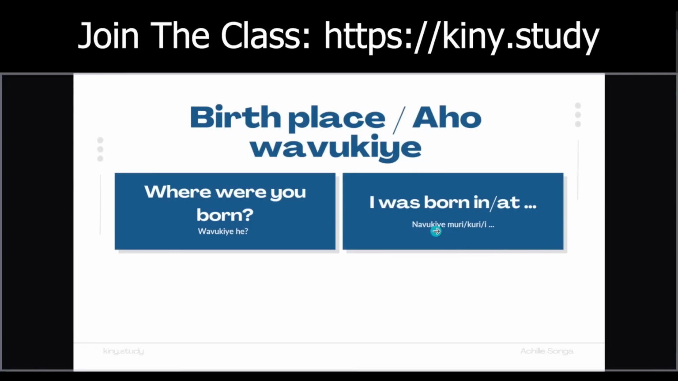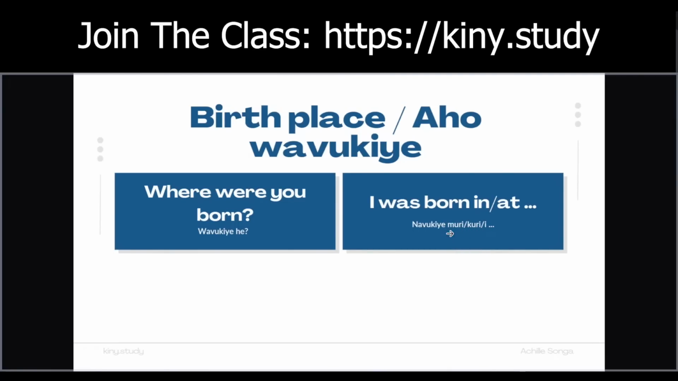And this translates to navutiye muri or kuri or I, whatever it is. So that's for me an example. I was born in the north, so navutiye mu majyaruguru in Gicumbi specifically. So I was born in Gicumbi. Navukiye i Gicumbi. So I was born in Gicumbi.